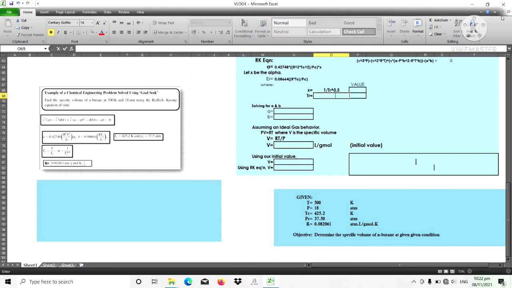So we have this given for temperature: 500 Kelvin. The pressure is 18 atm. The critical temperature is 425.2 Kelvin, the critical pressure is 37.5 atm, and our gas constant is 0.082061. So our objective is to determine the specific volume of n-butane at the given condition.